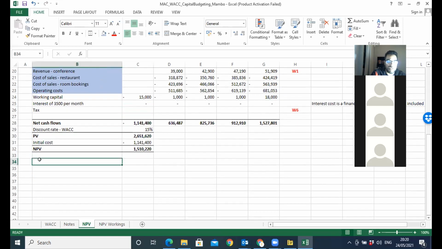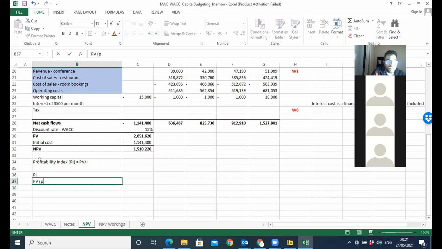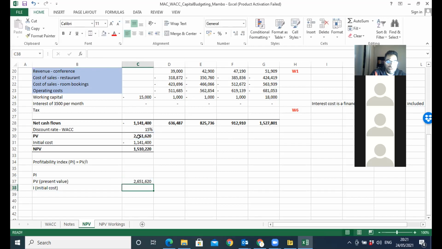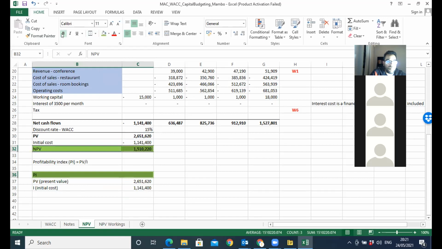Now, the profitability index, which is PI, is equal to present value divided by initial costs. So PI is present value divided by initial costs. As we can see, we already have the numbers. Present value, it is that. Initial costs, everything being positive. So therefore, PI is simply going to be that divided by that.